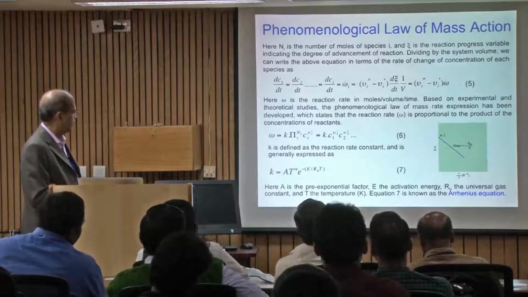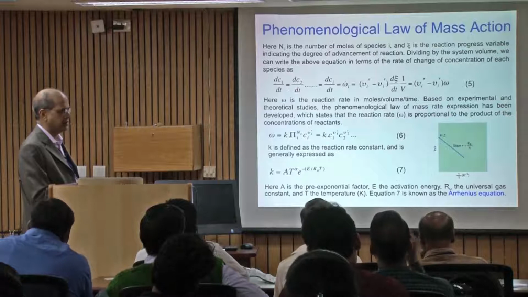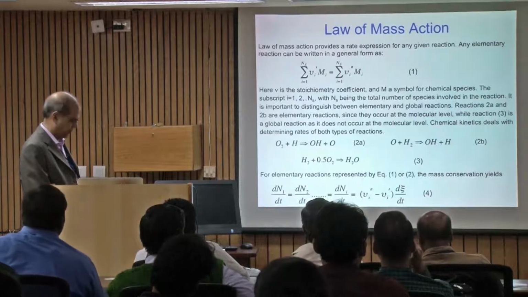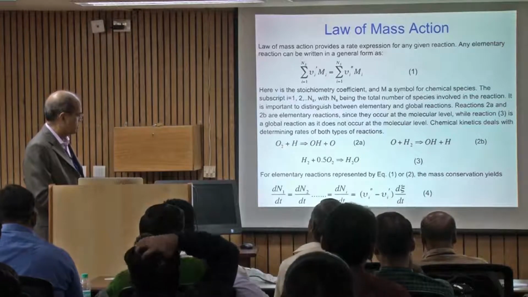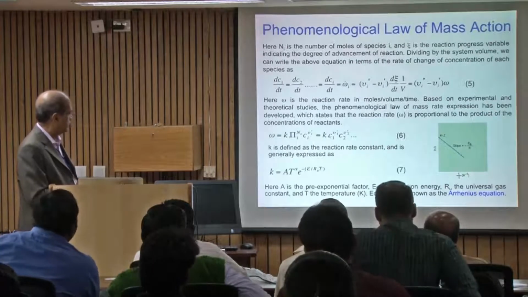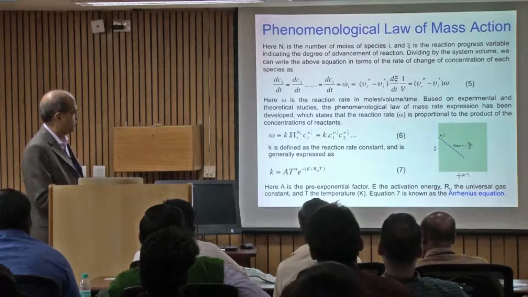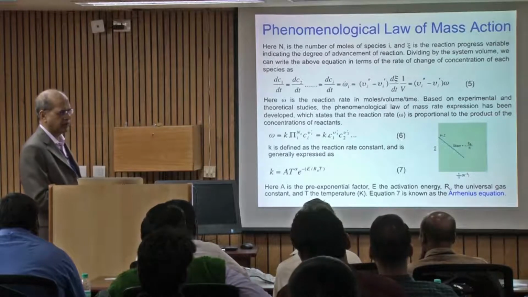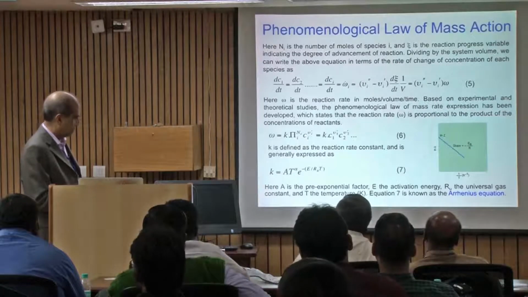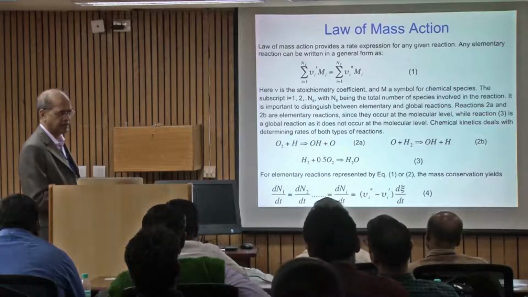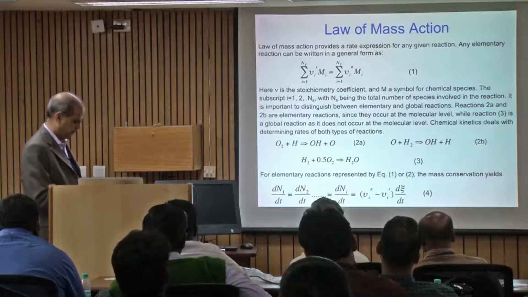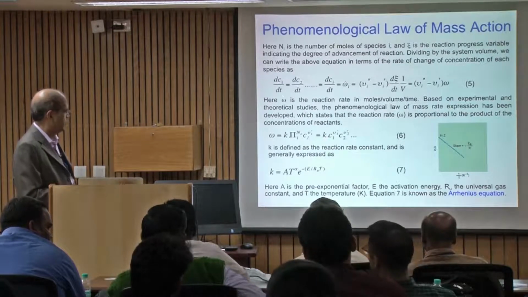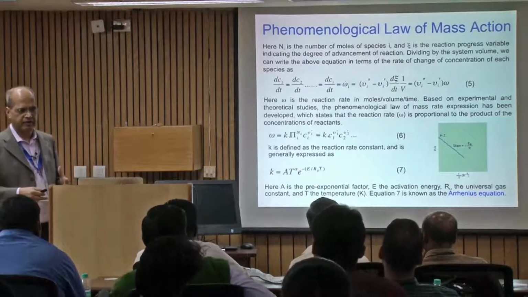Once you know this, you can write the rate of change of concentration of individual species. So dC1/dt is, considering again this reaction, what will it be for O2? dC_O2/dt will be, nu double prime is 0 for O2 and nu prime is minus 1, so it will be minus omega for O2, and for OH it will be plus omega. Using this law and this equation, once you determine omega, you can write for all the species in that reaction.